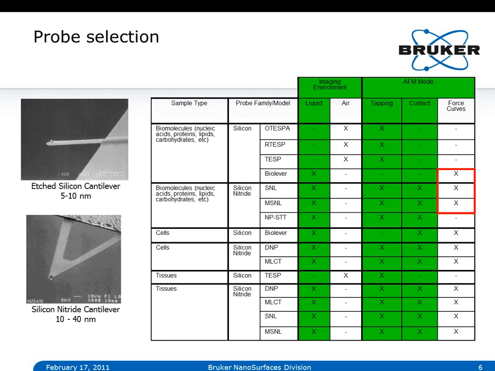And we're now going to pick a certain area. We're going to pick force curves, and I circled the area in red, and our suggestion here is something like biolevers, SNL, MSNL probes. And we're going to look at why we select these probes and what we can achieve with these probes.